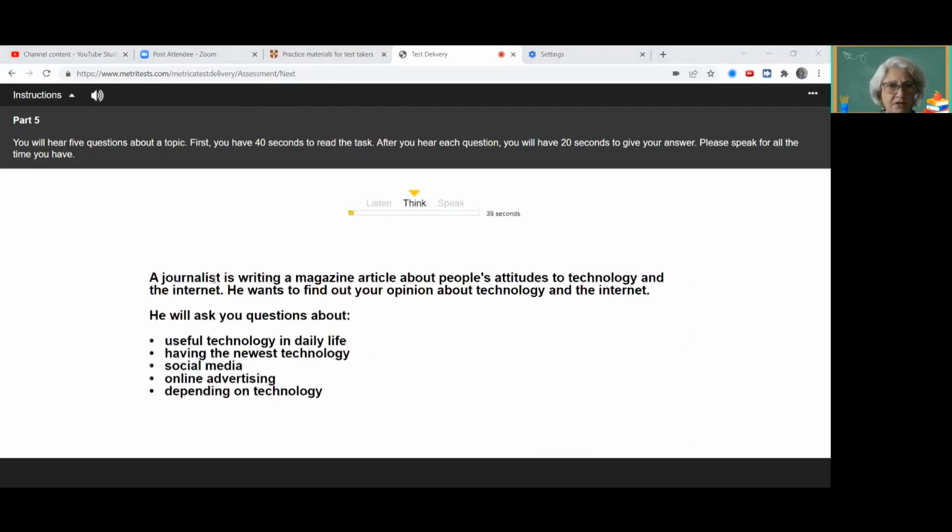Okay, notice what it says. A journalist is writing a magazine article about people's attitude to technology and the internet. He wants to find out your opinion about technology and the internet. He's going to ask me questions about useful technology in daily life, having the newest technology, social media, online advertising, depending on technology. So that is what I'm going to have to talk about. But he is going to ask me questions related to this. So I need to think of answers for each of these questions.